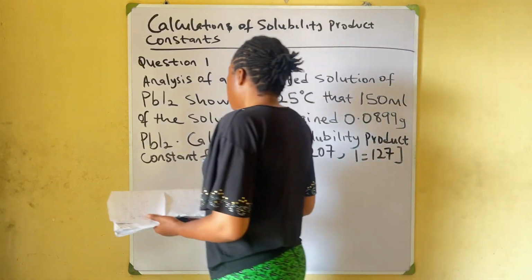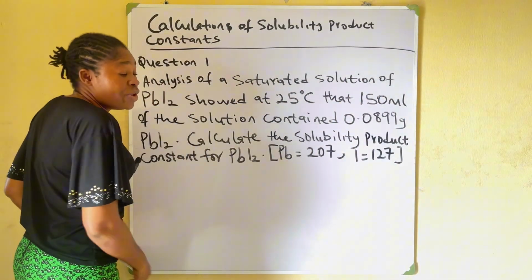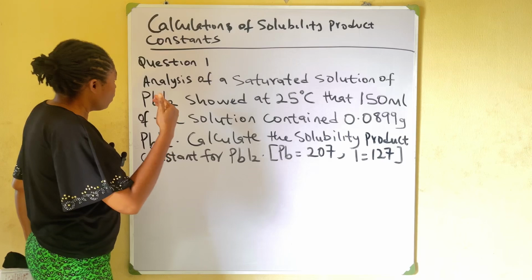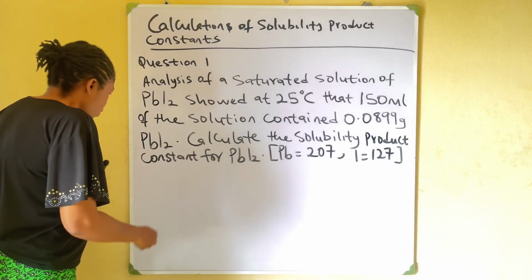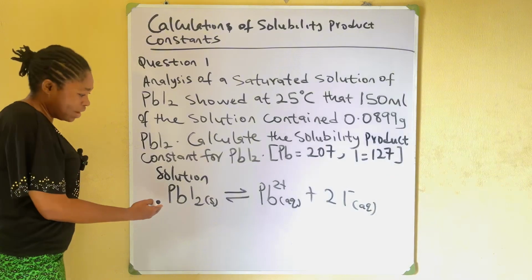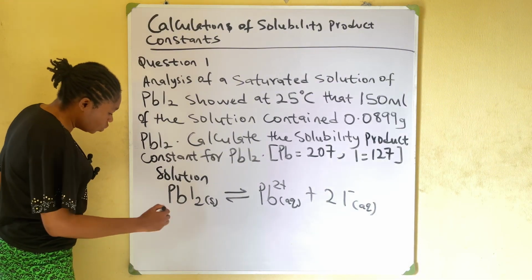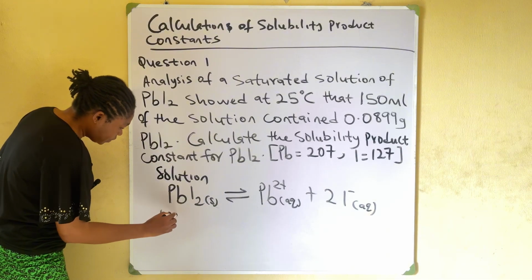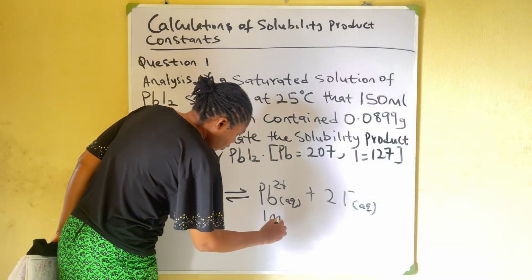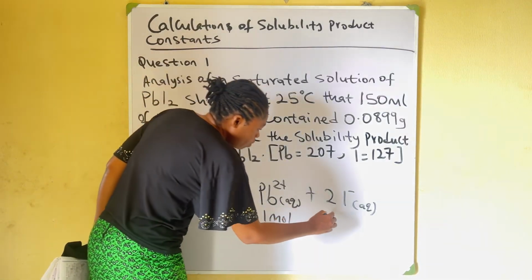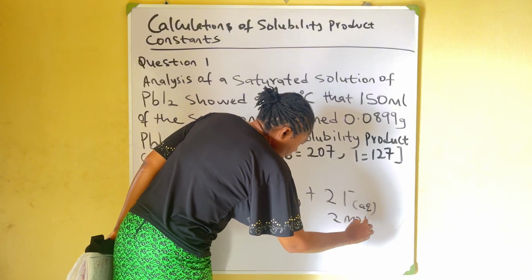Okay, so writing the equilibrium equation for lead 2 iodide and its ions in solution. So look at this, what we have here. You can see the mole ratio: 1 mole of this produced 1 mole, and 2 moles of iodide ion.